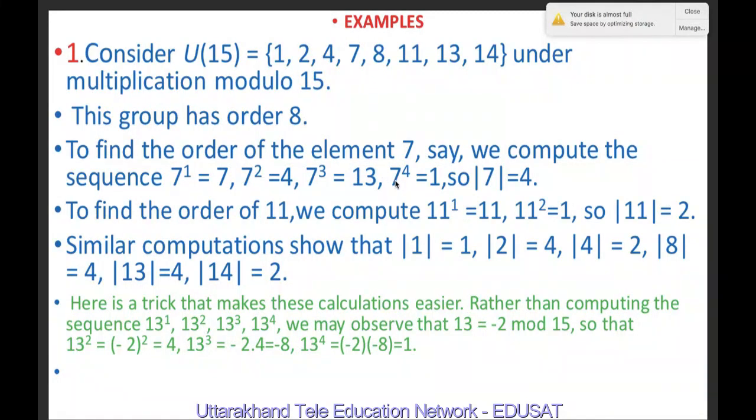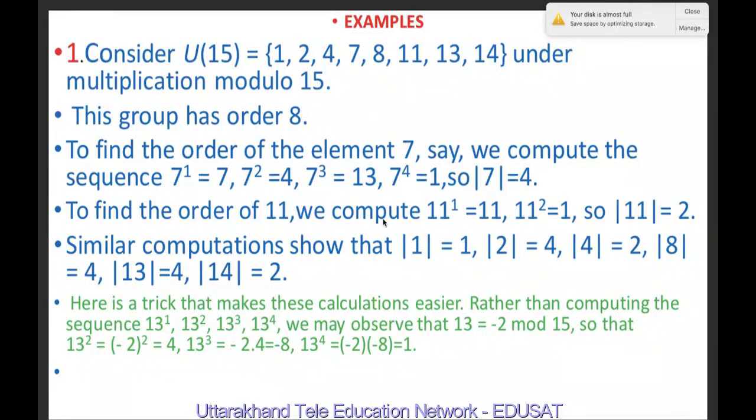7 raised to power 4 is 2401. You can calculate these. So if we divide 2401 by 15, the remainder is 1. So we have reached the remainder 1 because 1 is the identity element of this group. One may verify that 1 is the identity element. So 7 raised to power 4 is 1. So order of 7 is 4.